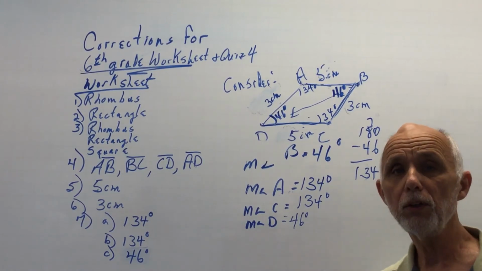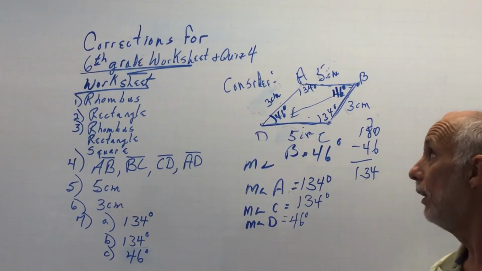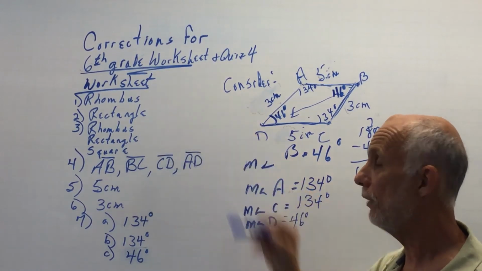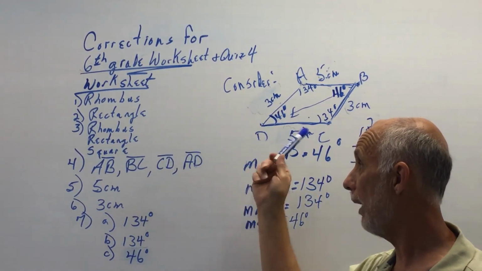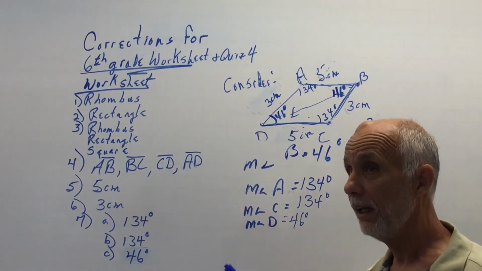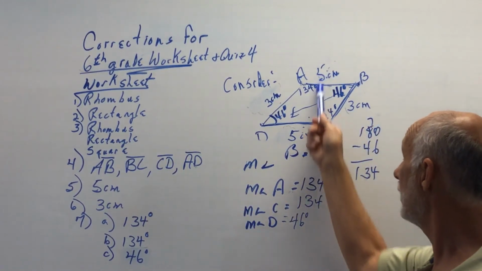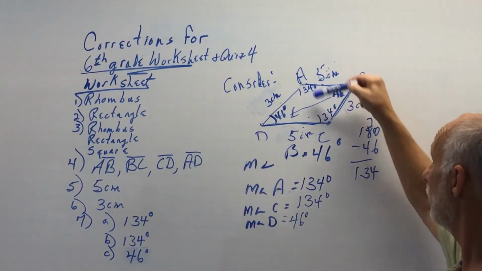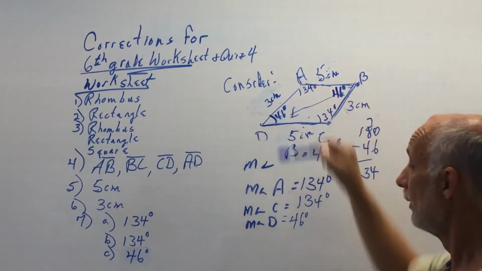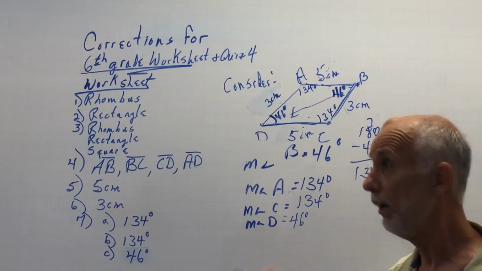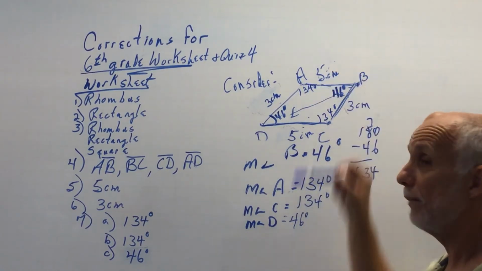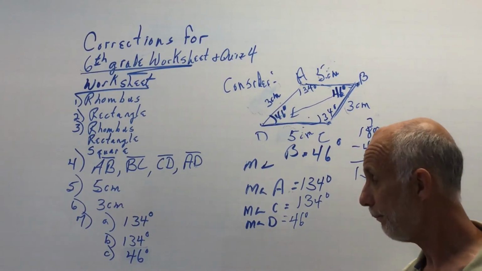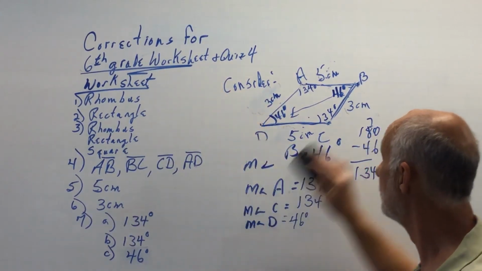So again, that's what you needed to know about parallelograms. You needed to know the three types of parallelograms: rhombi, rectangles, and squares. You needed to know that parallelograms were made up of line segments. And you needed to know that opposite sides of a parallelogram are congruent, the same measurement. Opposite angles of a parallelogram are congruent, the same measurement. And consecutive, one after the other, angles of a parallelogram are supplementary. And when you know one supplementary angle, subtract from 180 to get the other one. So that's the corrections for the worksheet.